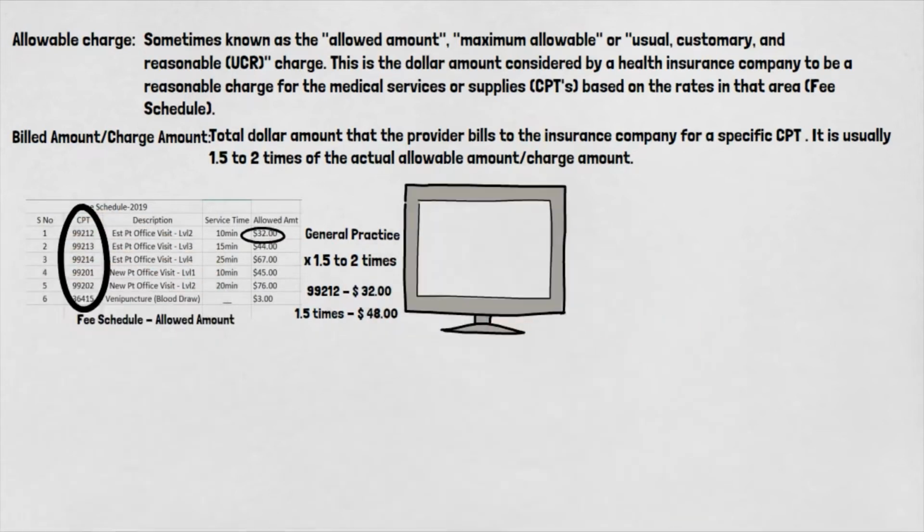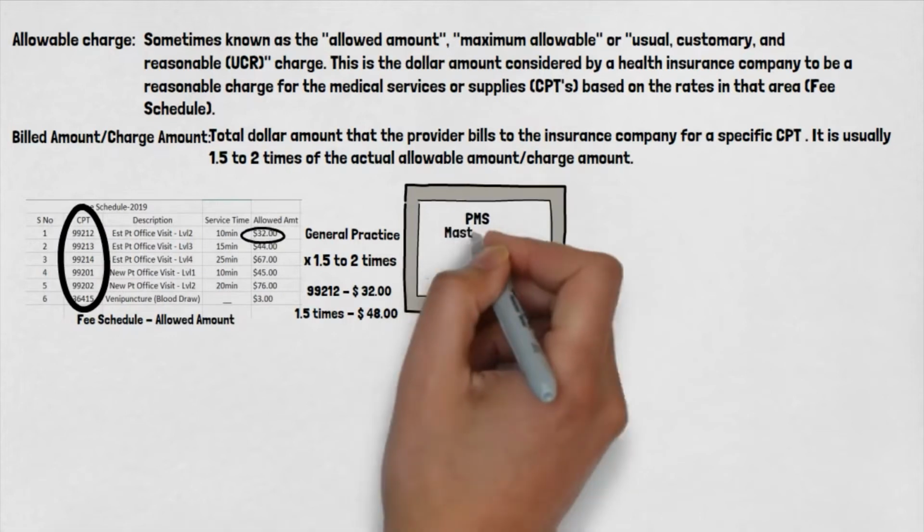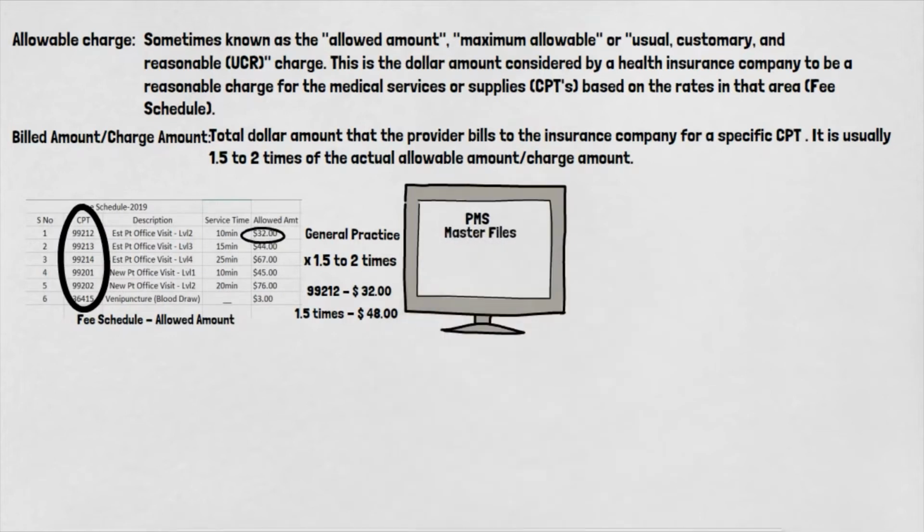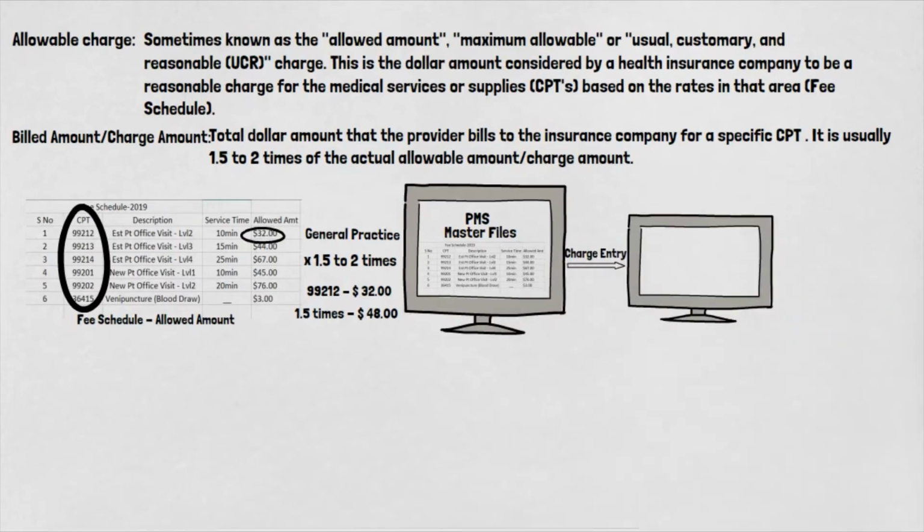Now this concept applies to all the CPT codes. Now the billing office will coordinate with the practice management software team and upload the modified fee schedule in the billing software so that whenever the charge entry team enters a CPT, it will auto-populate the billed amount, which is 1.5 times the actual fee schedule amount.